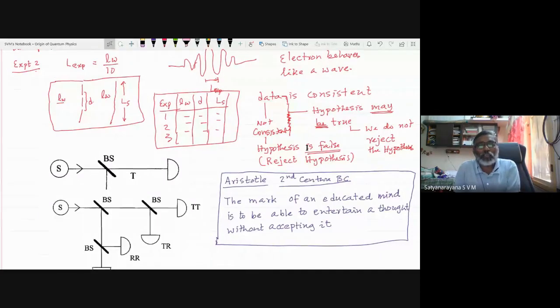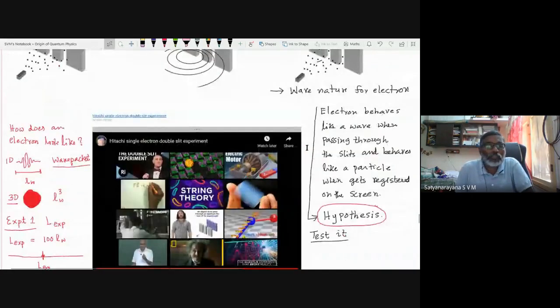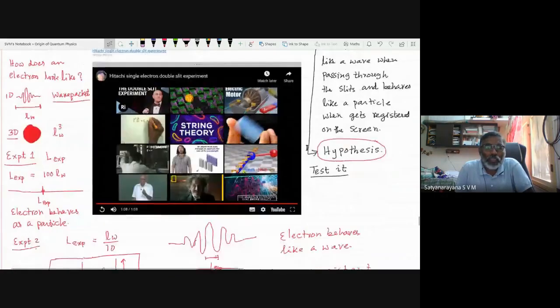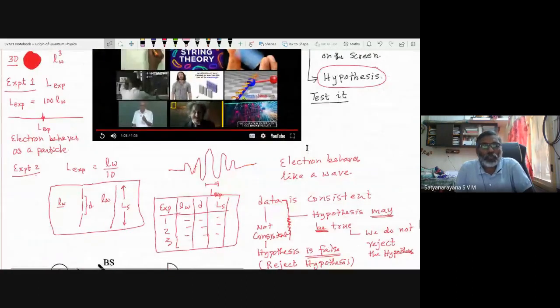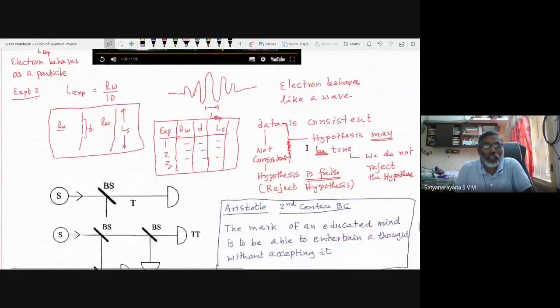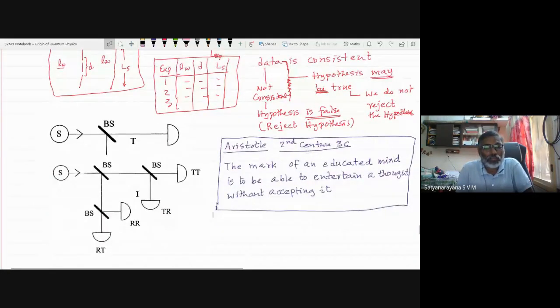So in that larger context, I am trying to present this methodology as a part of training. So this is about wave-particle duality and hypothesis testing as a method of inquiry. This is basically a method of inquiry.